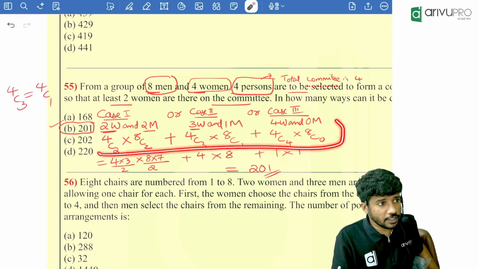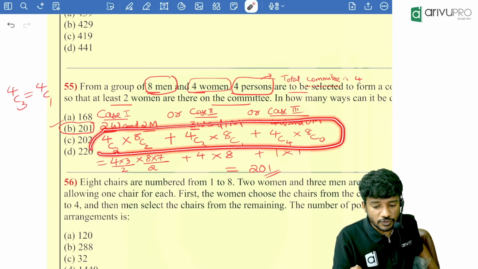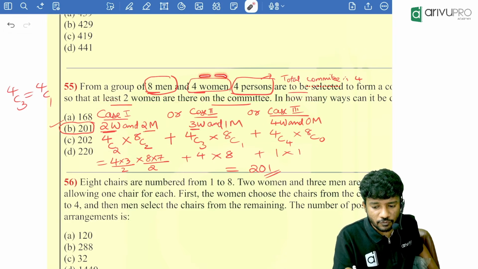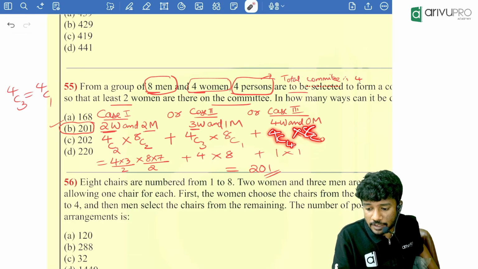Is this part also clear for you? How did I choose 4C2? From 4 women, I choose 2 women. From 8 men, I choose 2 men. Then from 4 women, I choose 3 women, and from 8 men, I choose 1 man. Then from 4 women, I choose 4 women, and from 8, I choose 0.